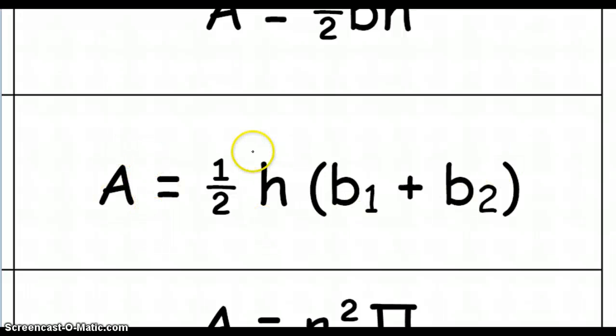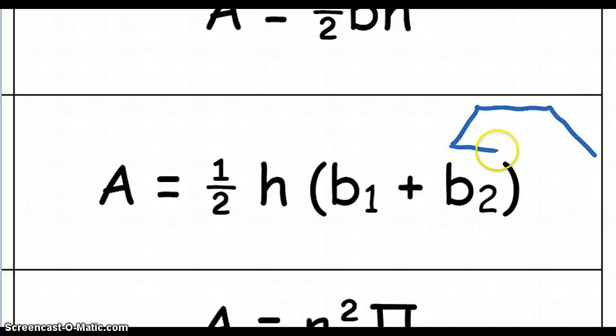This is what it looks like. A stands for area. So its area equals 1/2 height times base 1 plus base 2. I don't think I have a trapezoid, so I'm just going to draw one up here. Trapezoid, like so. Then this is base 1, and this is base 2.